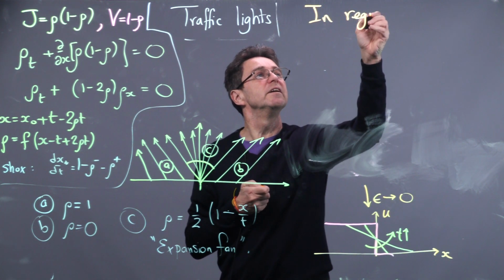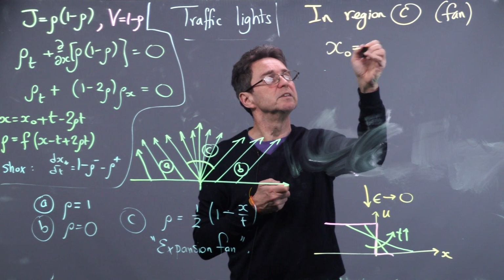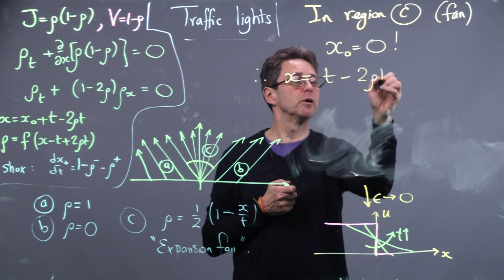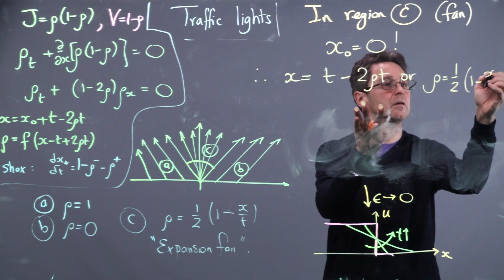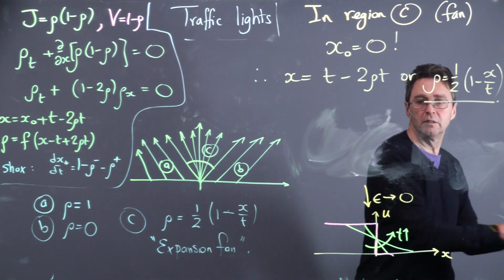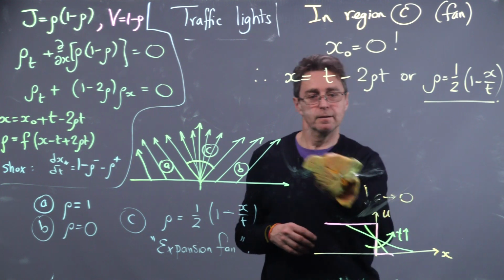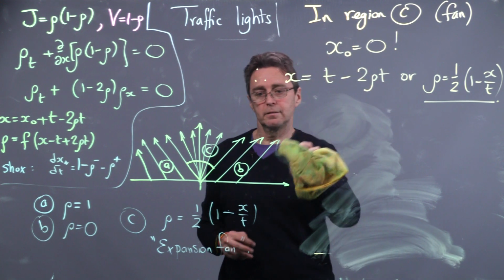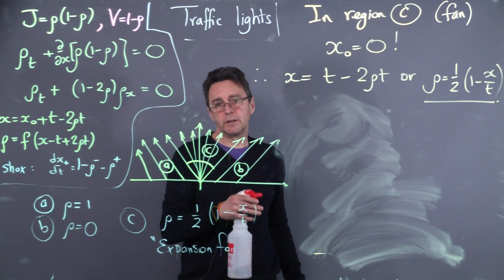So in region C, the fan, x0 is equal to 0. Therefore, x is equal to t minus 2 rho t, or if I solve this, I get that, which is exactly what I found by the limiting process. So I get this regardless of the limiting process. Okay, and that's what's going on down there. Okay, so that's the red light to green light problem.